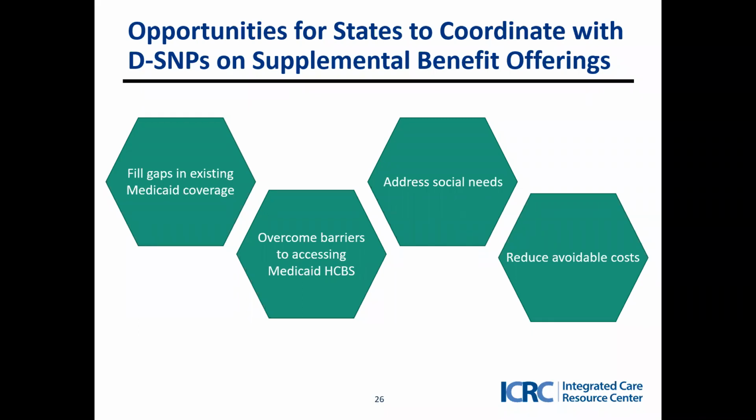Another opportunity is using supplemental benefits to address social needs. In particular, the new SSBCI can be leveraged to address member needs related to social determinants of health, such as providing home pest control or non-medical transportation, and can be used to enhance supports for family caregivers.